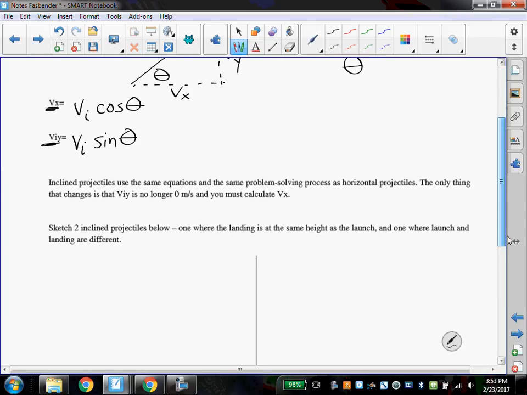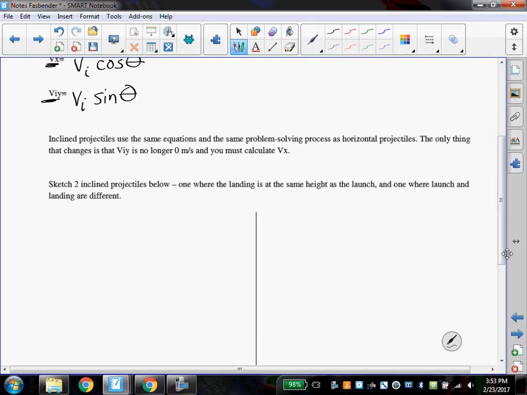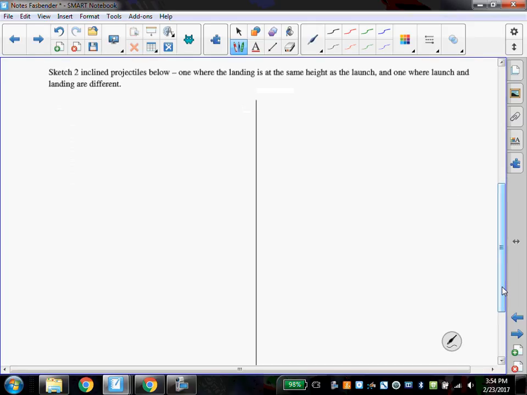So inclined projectiles use the exact same equations and the exact same problem-solving process as what we've been using for this unit so far. The only thing that changes is that you have to calculate that Vix and that Viy. Now, let's talk about some patterns that we can get from inclined projectiles.